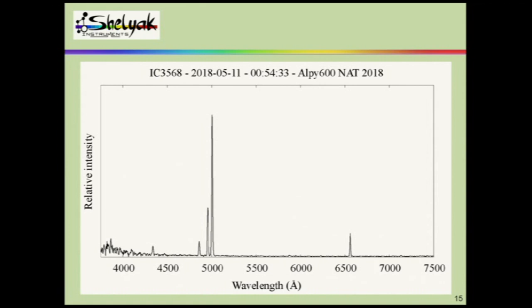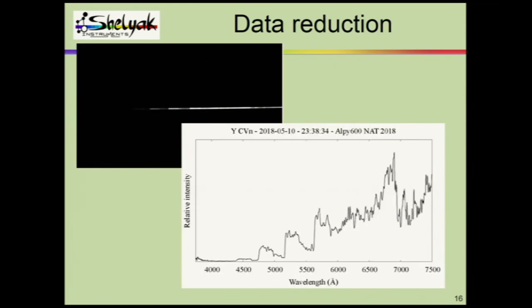And this is a planetary nebula. Yes, it's a planetary nebula. You can see only some emission lines, and there is almost no continuum, the continuous line. Okay, I'm going fast because I see I'm late.